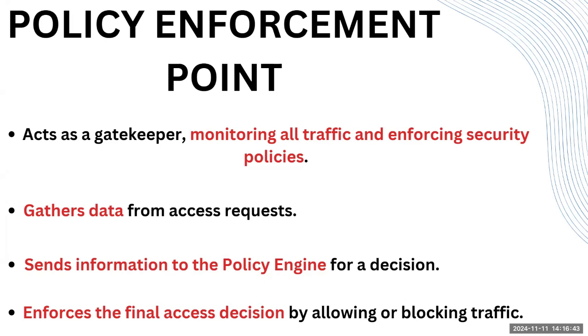And basically, the function of the policy enforcement point is to gather the data from these access requests. So we have a lot of devices requesting access to our network. It will gather all of the data from these requests and send all of this access request information to the policy engine, up to the control plane for a decision. And then when the control plane communicates the decision of allowing or denying access back to the policy enforcement point, it will enforce the actual access decision by allowing or blocking traffic. This is what the policy enforcement point does.